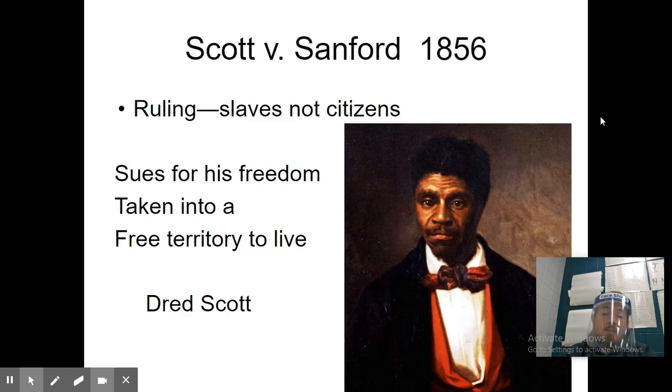Scott versus Sandford, we've actually talked about this one a little bit. This was the ruling in 1856 that slaves are not citizens. Scott's owner had passed away, so after he passed away, he sued for his freedom, saying that he should be free since his owner had died. And then again, the Supreme Court ruled that since he was a slave, he could not bring the case to court, and that was the ruling they made.